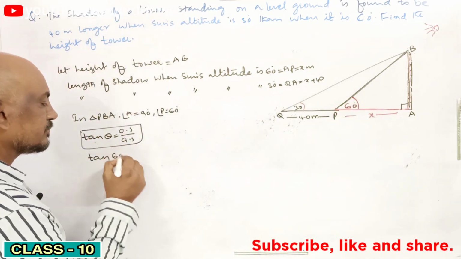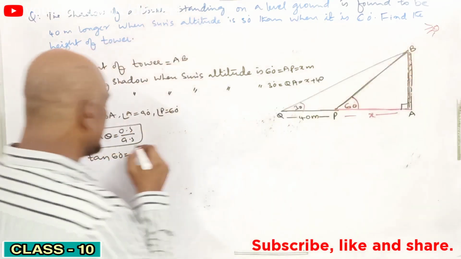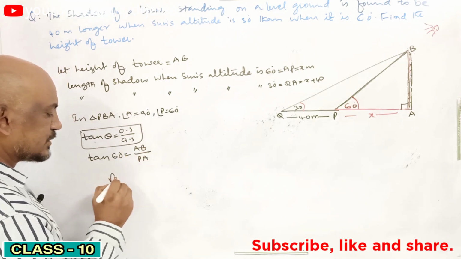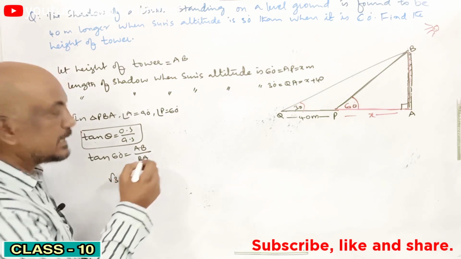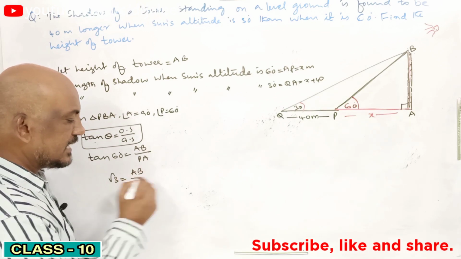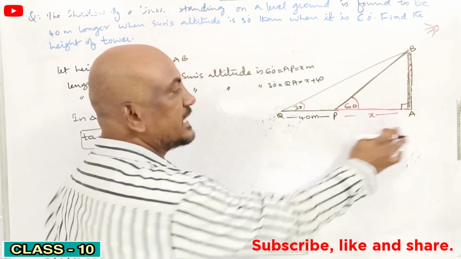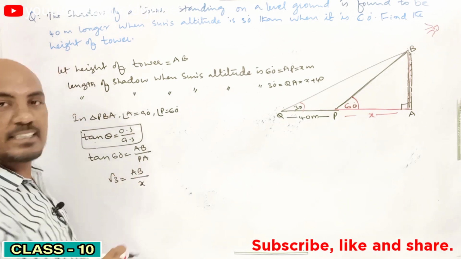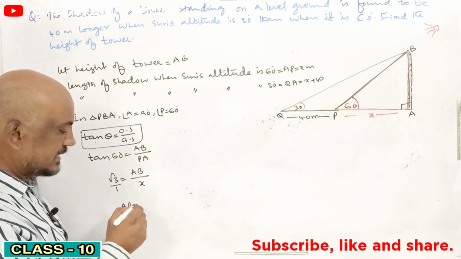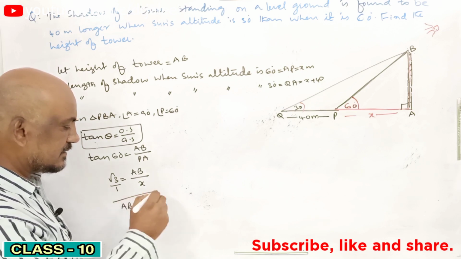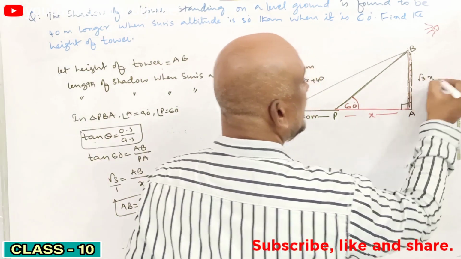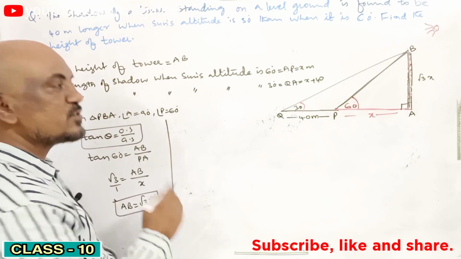60 degrees is equal to opposite side is AB and adjacent side is PA. So tan 60 is root 3 from the table, and AB we don't know, so keep it as it is, and PA is taken as x. Now when you cross multiply, AB is equal to root 3 x. This is AB, root 3 x. Your work in the first triangle has finished.